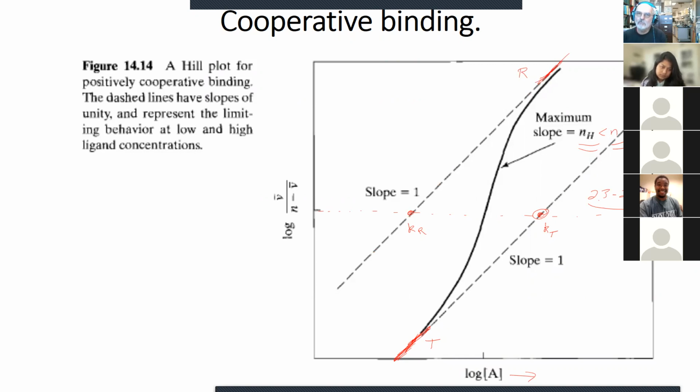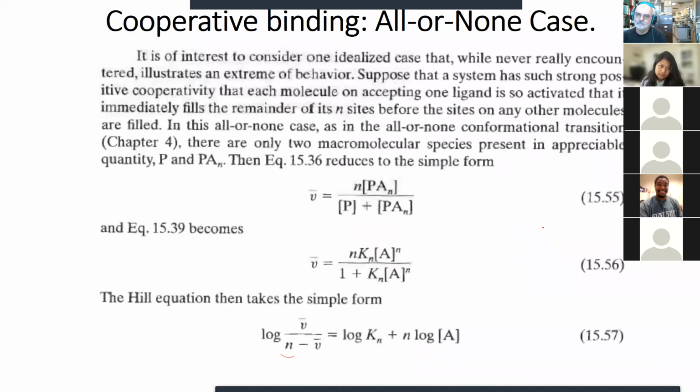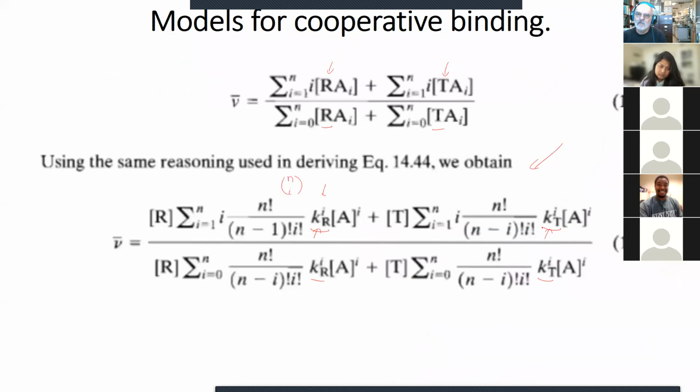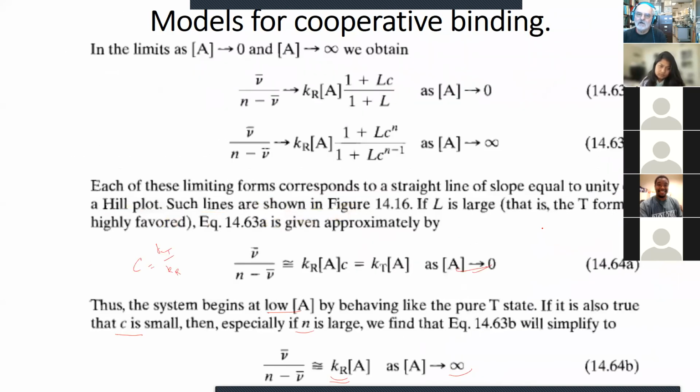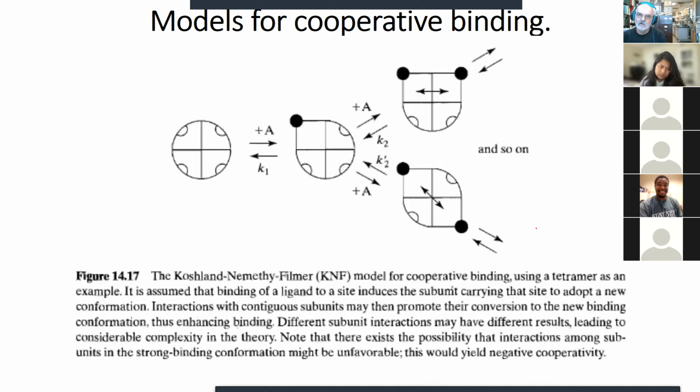So he's trying to rationalize for you what the mathematics is showing you. That it initially gives you the KR value, and then it transitions with a Hill coefficient to a high affinity KR state. All right.